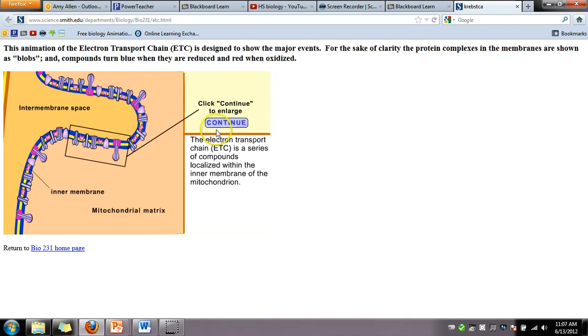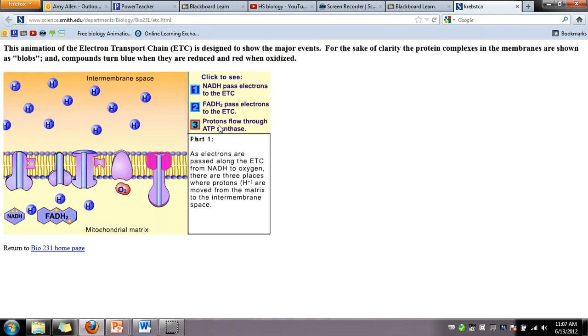So if we zoom in on the cristae, we have a bunch of proteins set in place within the membrane. The electron transport chain is a series of compounds localized within the inner membrane of the mitochondrion. Let's take a look at one of those coenzymes, NADH, and what happens to it in the electron transport chain.